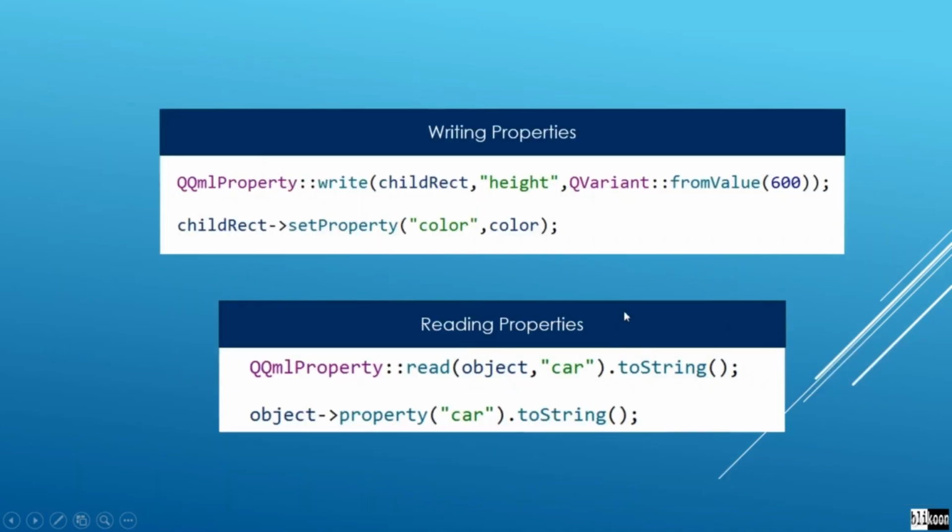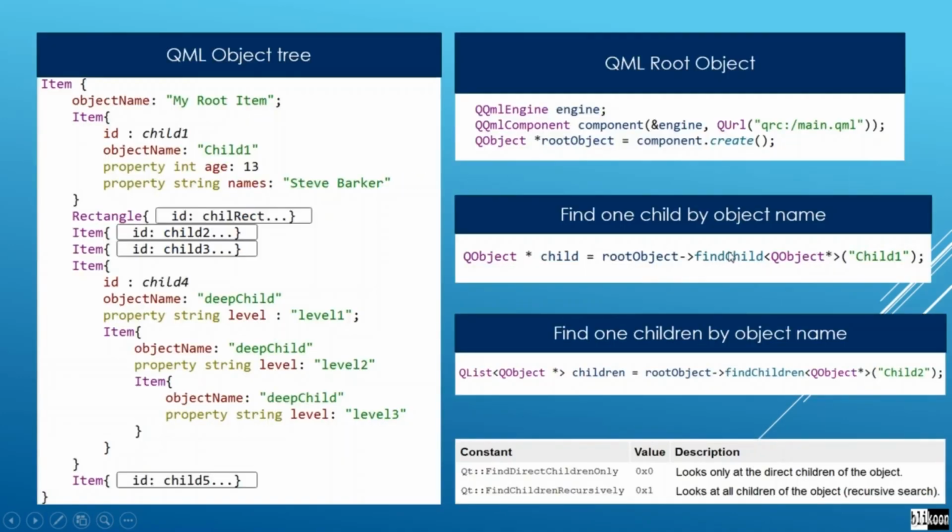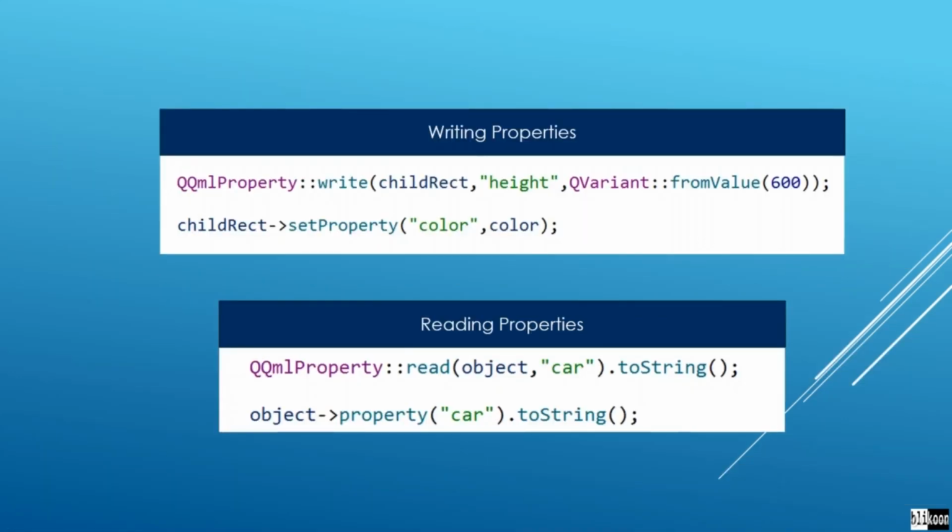I hope you get the idea. Okay, so far we know about the root object. We know that we can call find child or find children, passing in the object names to get the particular object that we are interested in. And we are going to have that as a QObject pointer here, or a list of QObject pointers. Once we have the object, we can do some operations on it. We can write its properties or we can read its properties.